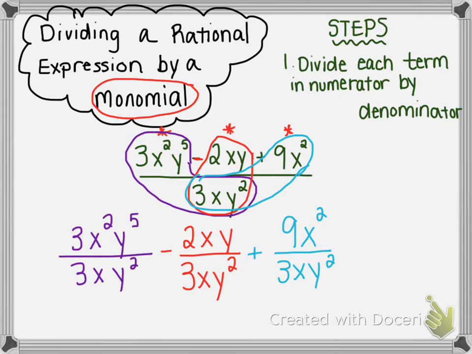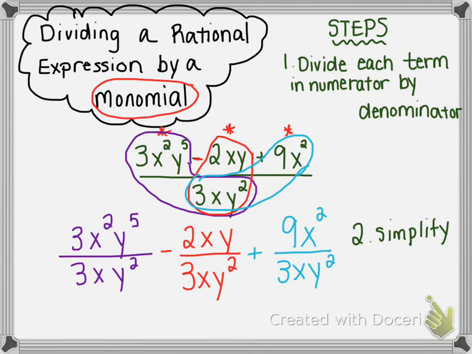So there's step 1. Take each term in the numerator and divide it by the denominator. Make sure you keep those operations between the terms in the numerator the same. So we had subtraction and then addition. The last step to solve this problem is to simplify. So now you're going to just simplify each of those individual pieces.